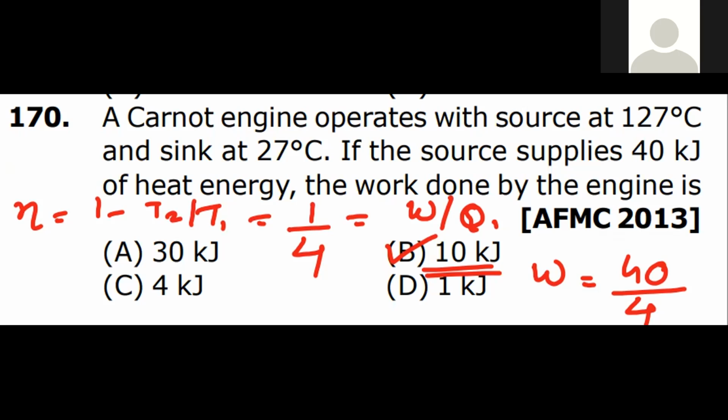Have you noted this down? Have you noted this down? Can you do another question on this?